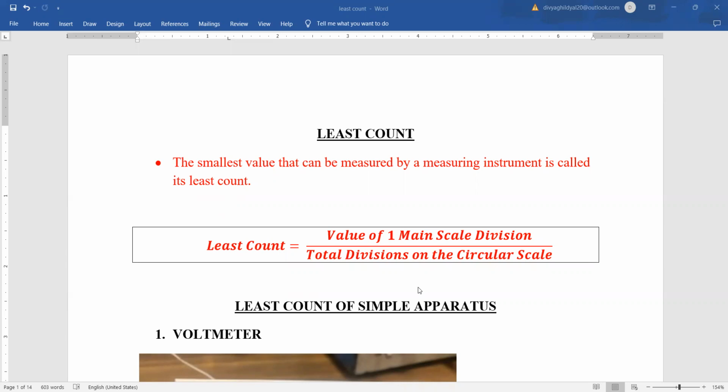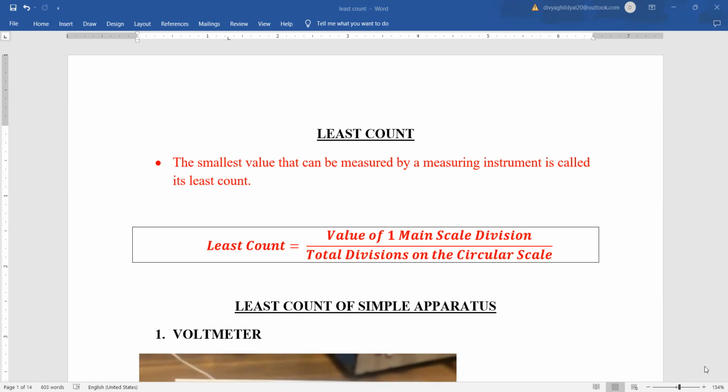Let us begin. What is the definition of least count, or what is meant by least count? Least count means the smallest value that can be measured by a measuring instrument. And the formula for least count is the value of one main scale division divided by the total divisions on the circular scale or the vernier scale.